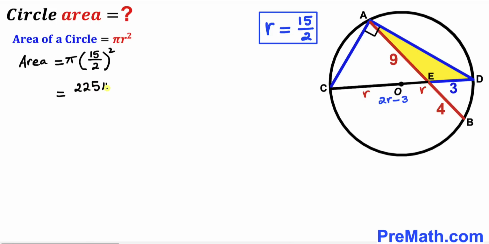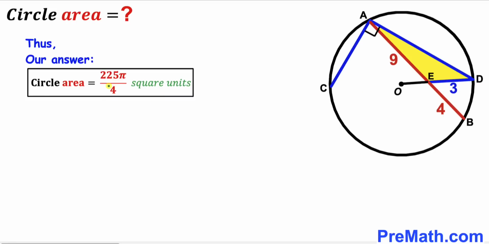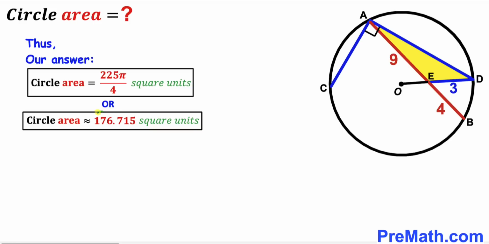that is going to give us 225 pi divided by 4 square units, the area of the circle. So thus, after all the calculations and manipulations, the area of this circle turns out to be 225 times pi divided by 4 square units. And that's going to be approximately equal to 176.715 square units as well. And that's our final answer.